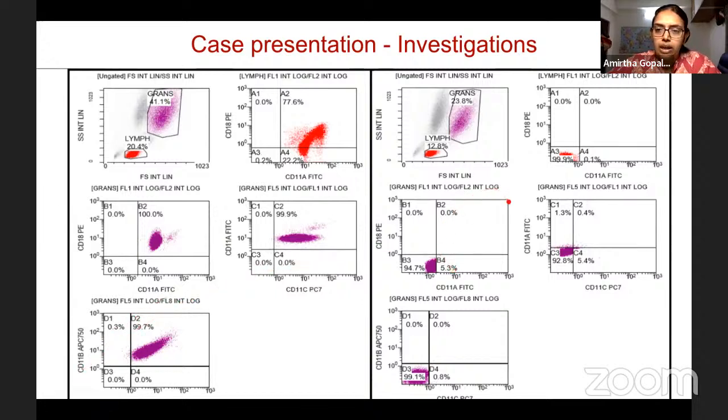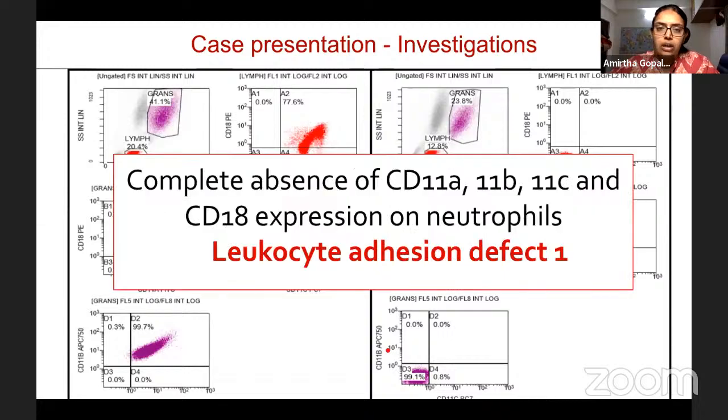If you look at the right side of the panel, the child's flow cytometry, we can see that none of the neutrophils are expressing CD11A or CD18. Similarly, 0% of the neutrophils are expressing CD11C or CD11B. So this child has a complete absence of CD11A, CD11B, CD11C expression and CD18 expression on the surface of neutrophils. This is the classic setting of a leukocyte adhesion defect, and this is type 1.